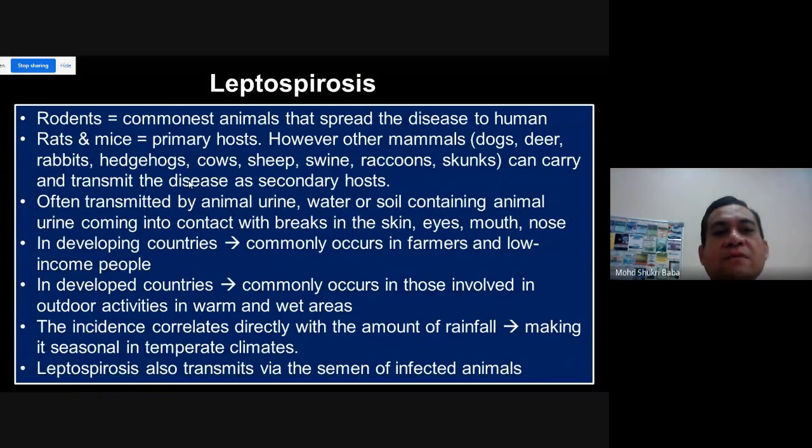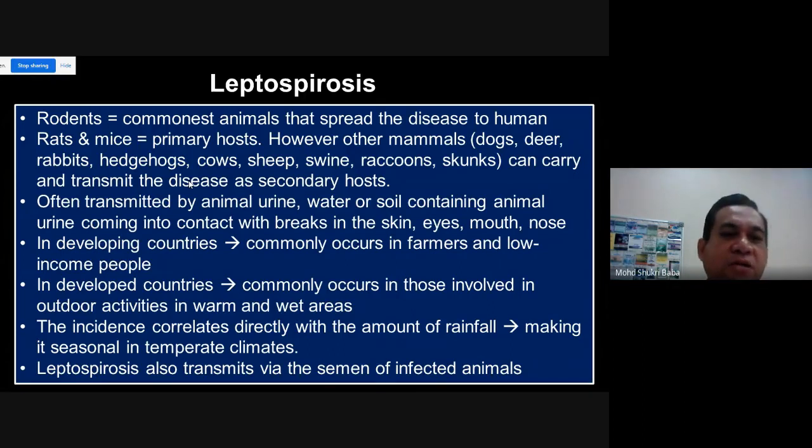Rodents are the commonest animals that spread the disease to humans. Rats and mice are the primary hosts. However, other mammals such as dogs, deer, rabbits, hedgehogs, cows, sheep, swine, raccoons, and skunks can also carry and transmit the disease as secondary hosts. Often transmitted by animal urine, water, or soil containing the animal urine, coming into contact with breaks in the skin, eyes, mouth, or nose.